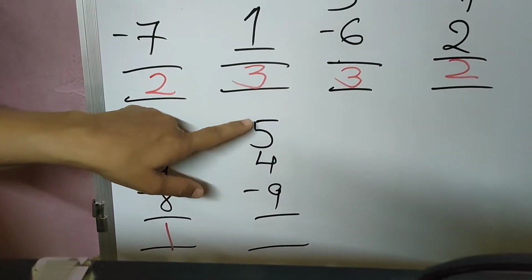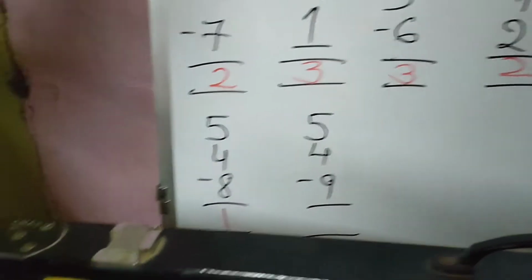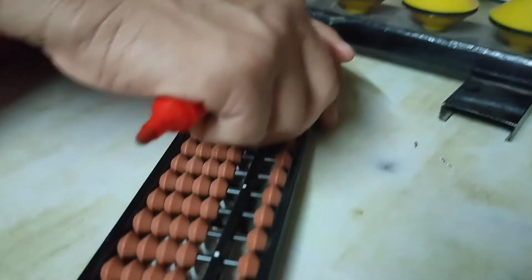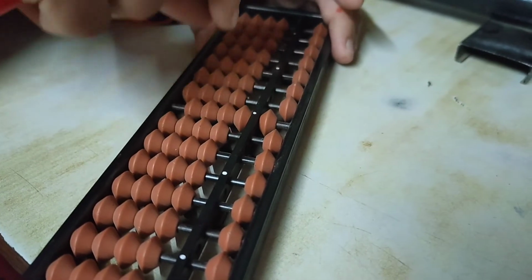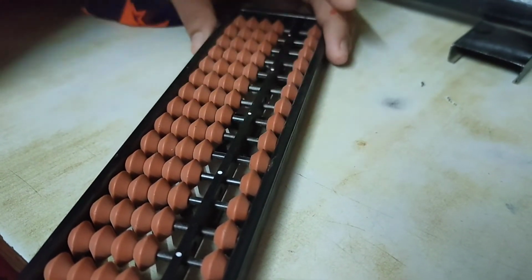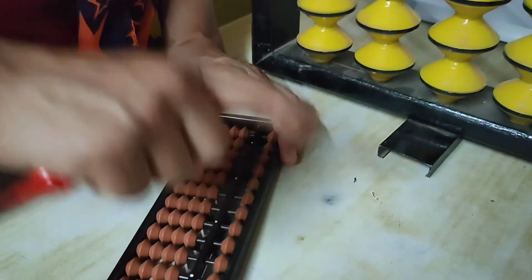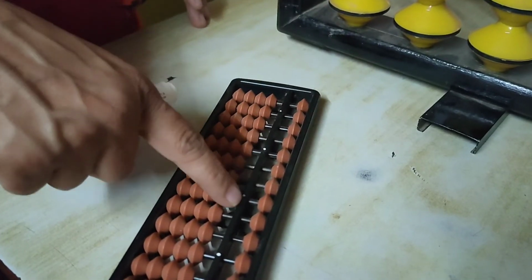Here 5, 4, minus 9. This will do. Set 0. First number is 5, 4, then minus 9. Minus 9, how to do? Like this. Cancel everything. So answer is 0. Nothing is there means 0. Answer is 0.